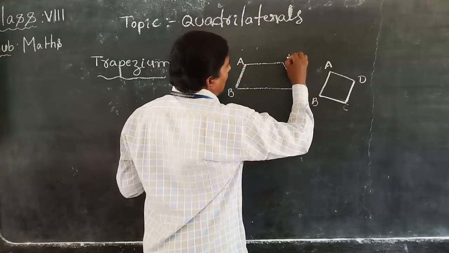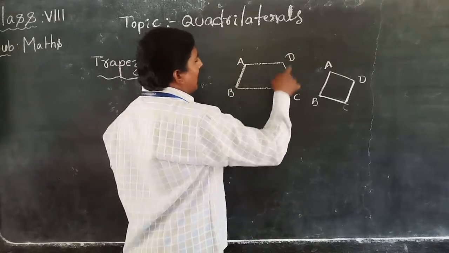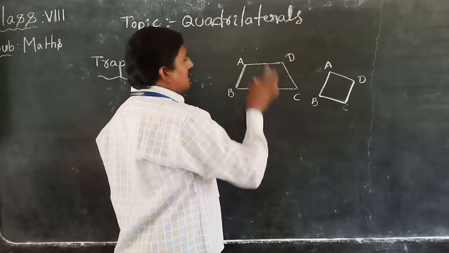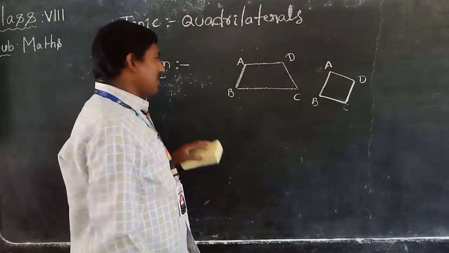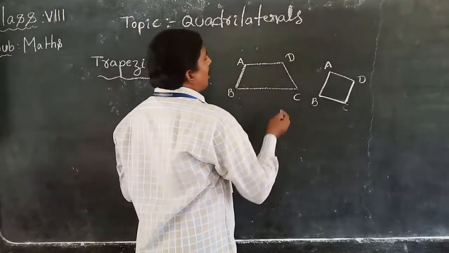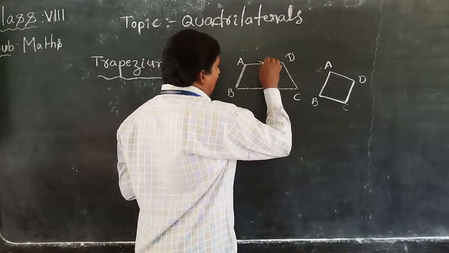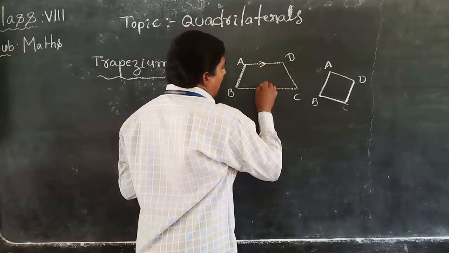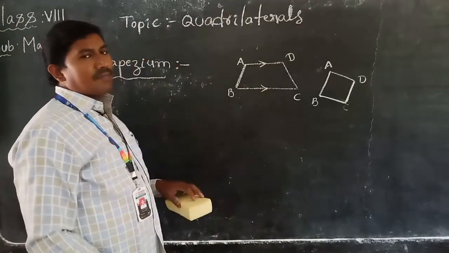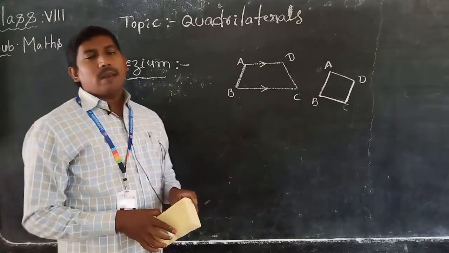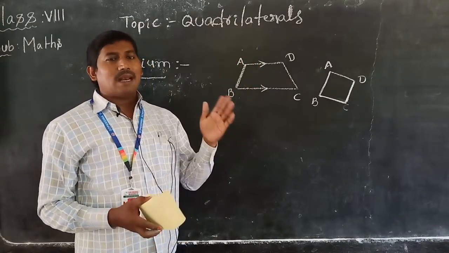4 sides are there or not? 4 sides, 4 vertices, 2 diagonals, 4 angles. First of all, this is a quadrilateral. In that quadrilateral, one pair of opposite sides, meaning 2 sides, are parallel. That is called a trapezium.